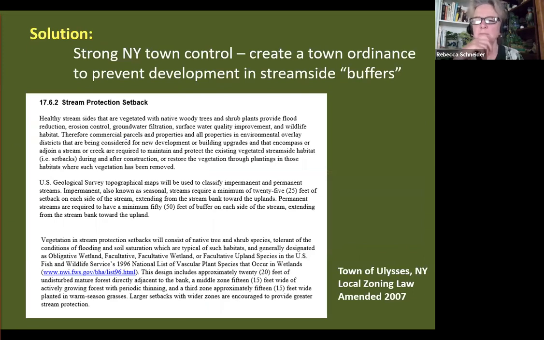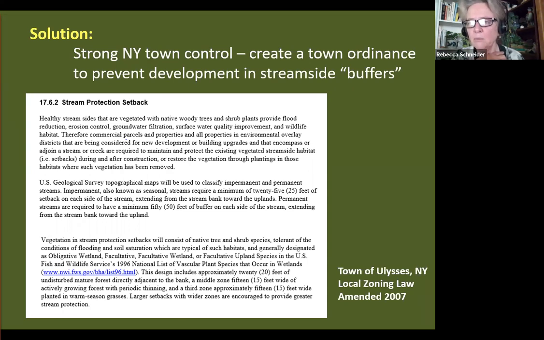So what's the solution? In New York State, we have an opportunity because the towns control a lot of the environmental protection that happens. And your town can create an ordinance. The town of Ulysses created such an ordinance in 2007. The ordinance was to require a buffer where no development can occur and vegetation cannot be cleared, 25 feet wide on each side of the stream if it's an intermittent stream, and 50 feet wide on each side of the stream if it's a permanent stream. And that ordinance was passed, and it's very powerful.